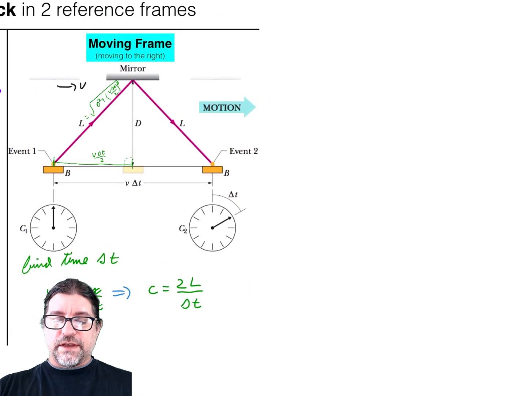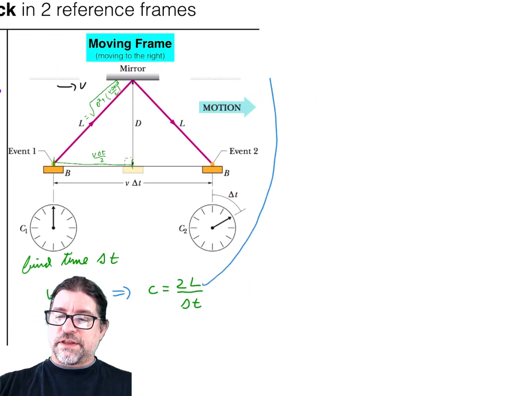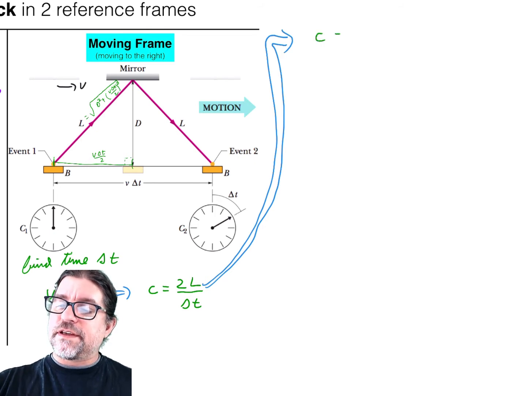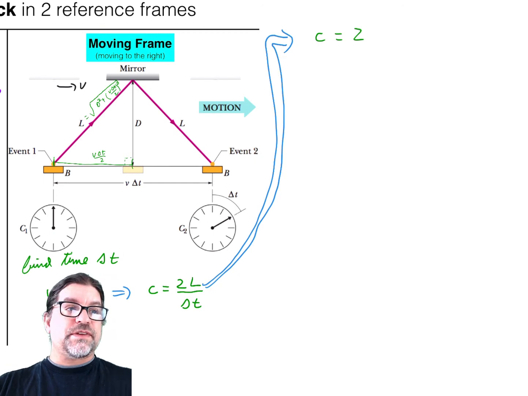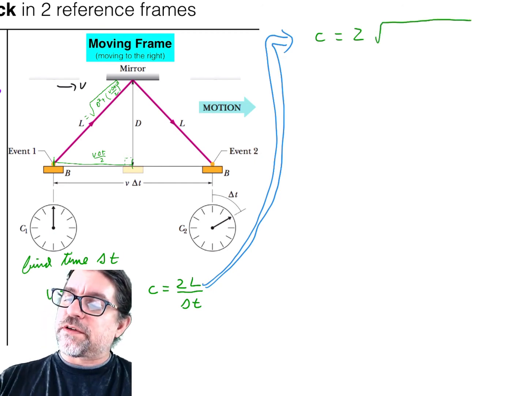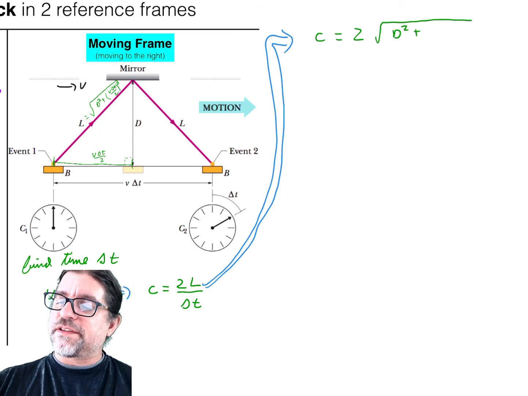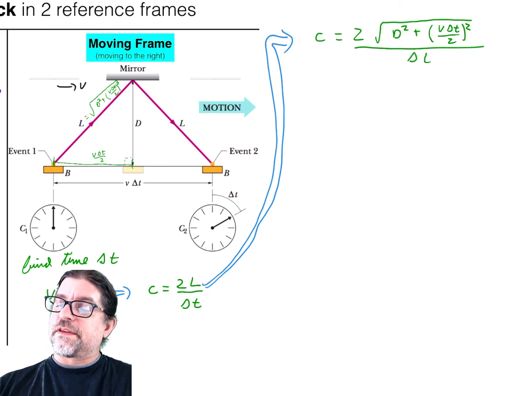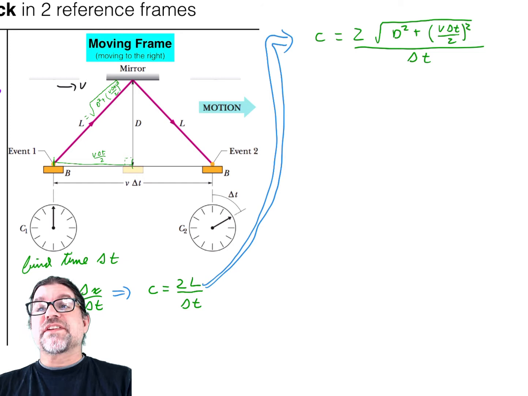So now that we have an expression for L, I'm going to plug that in here, and we're going to do a little bit more algebra. So I have that c is equal to 2L. I'm going to plug in for L: 2 times the square root of d squared plus (v delta t over 2) squared, and that's divided by delta t. So we have an expression here, and we want to solve it for time, right? We want to find out the amount of time in the moving frame. It's a little bit of algebra here, but it's not too bad.